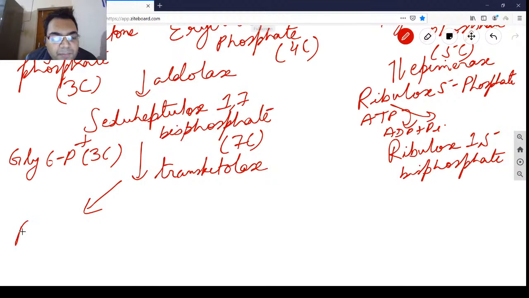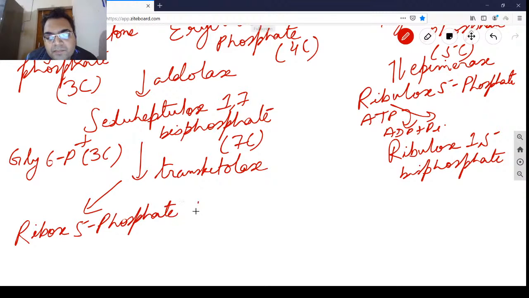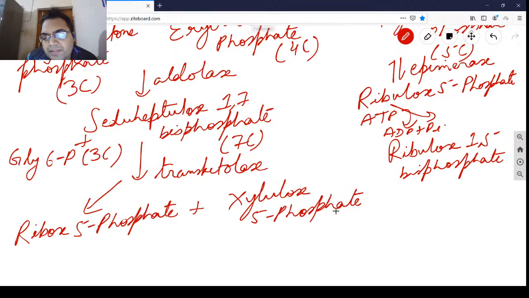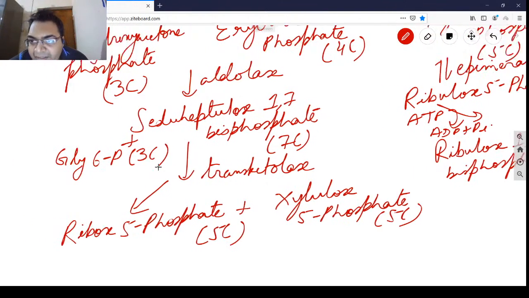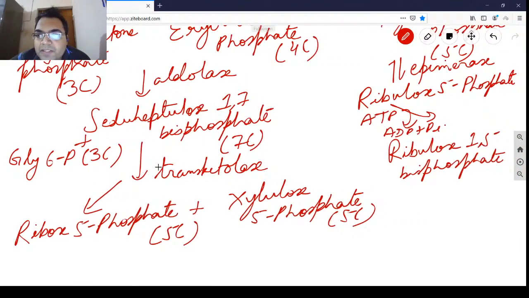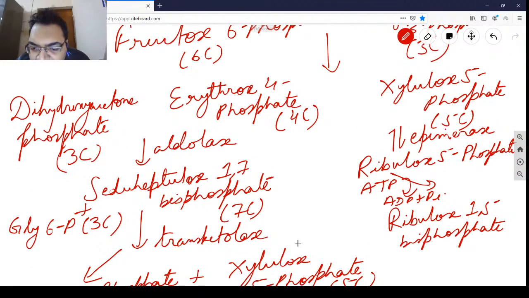So one ribose 5-phosphate plus xylulose 5-phosphate. This is 5 carbon, this is 5 carbon, total 10 carbon. Now you can check here. Xylulose 5-phosphate was here, so this can go down this route again and make one more ribulose 1,5-bisphosphate.